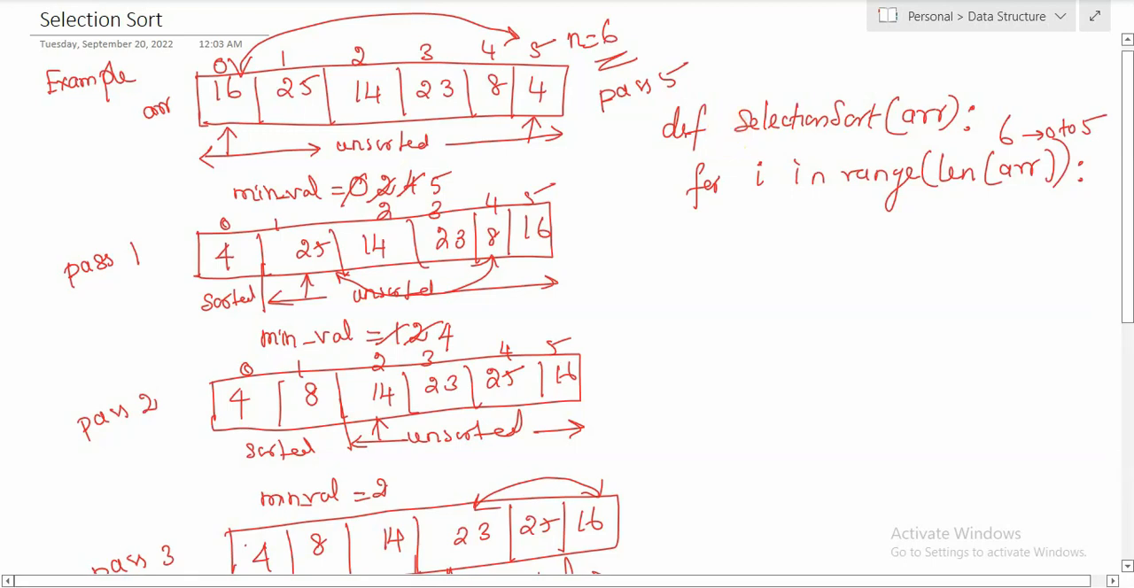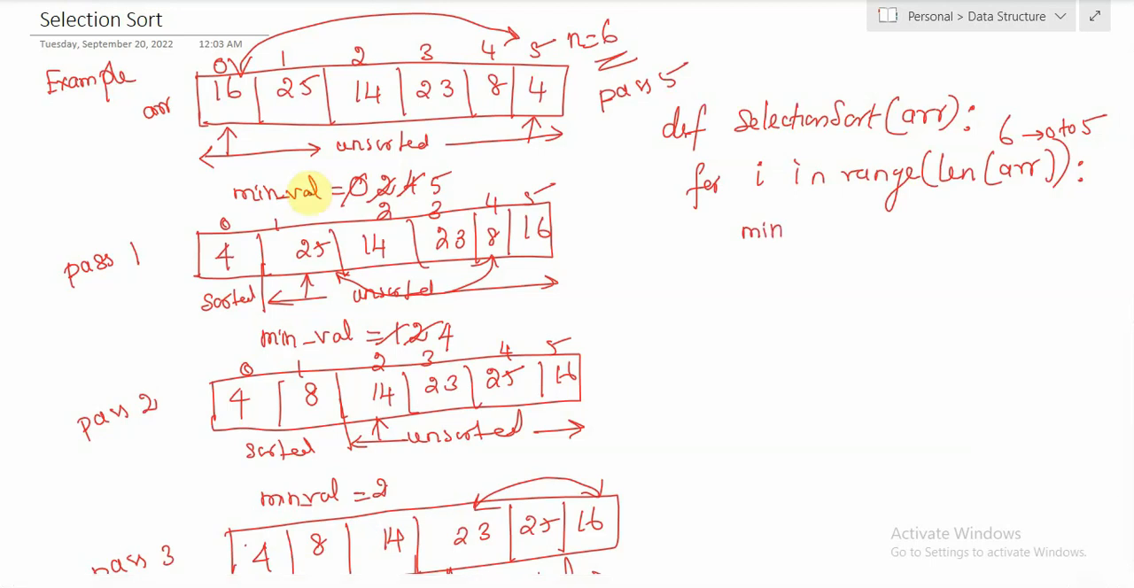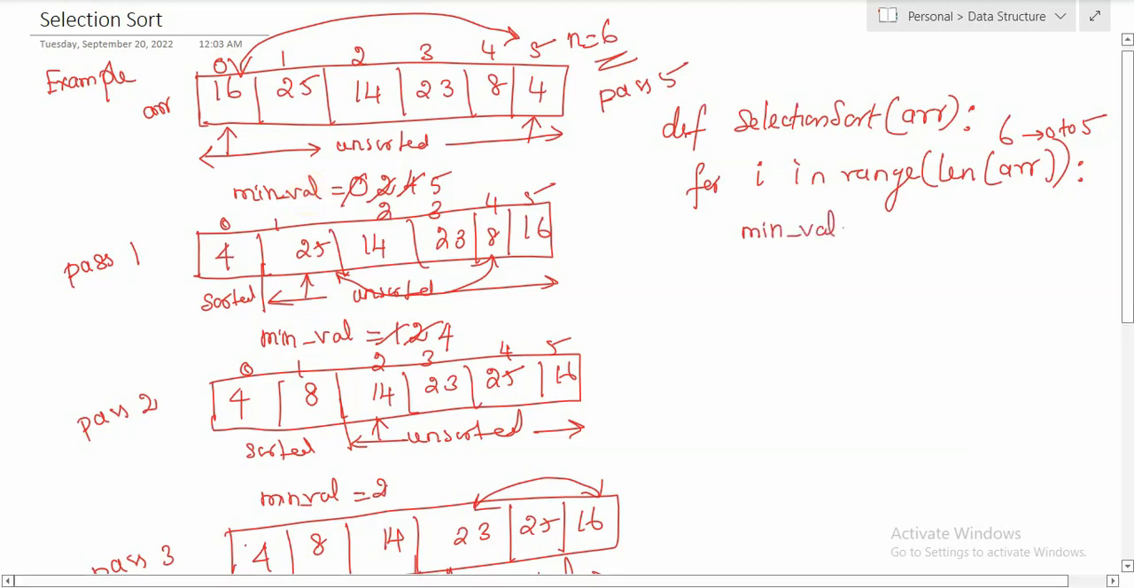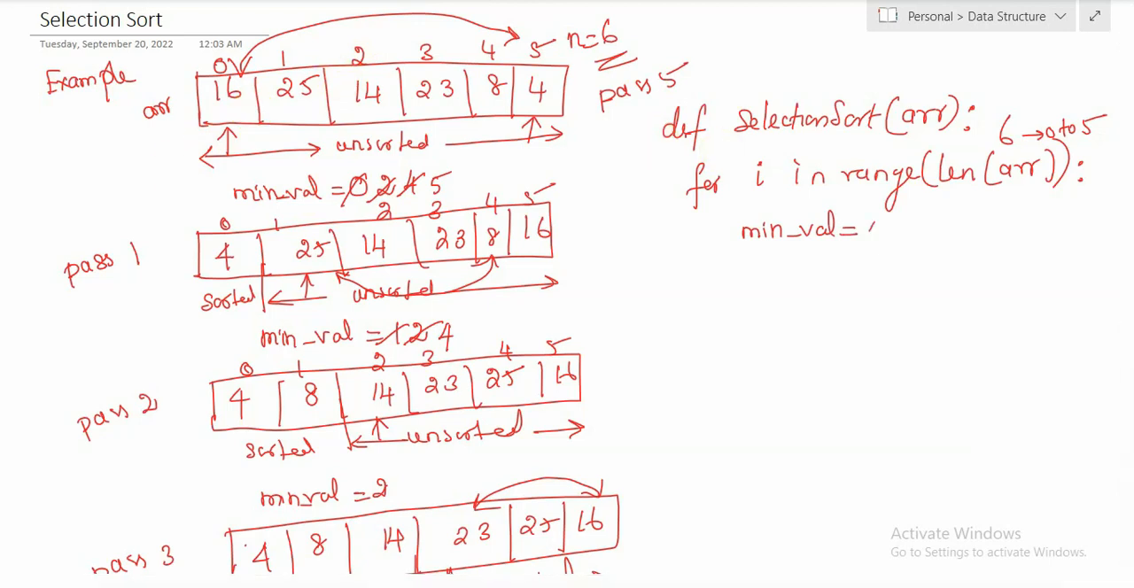So then what is the next thing we did? We used a minimum variable, right? So for that we are going to take a variable min_value. Initially, what is the minimum value? We took the first element in the unsorted part as the minimum. So here that is i. Initially it is i. We are just taking it as i.